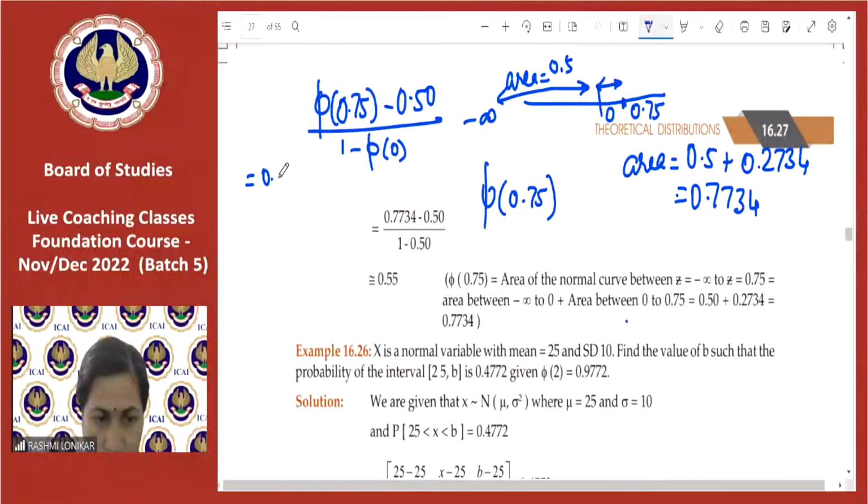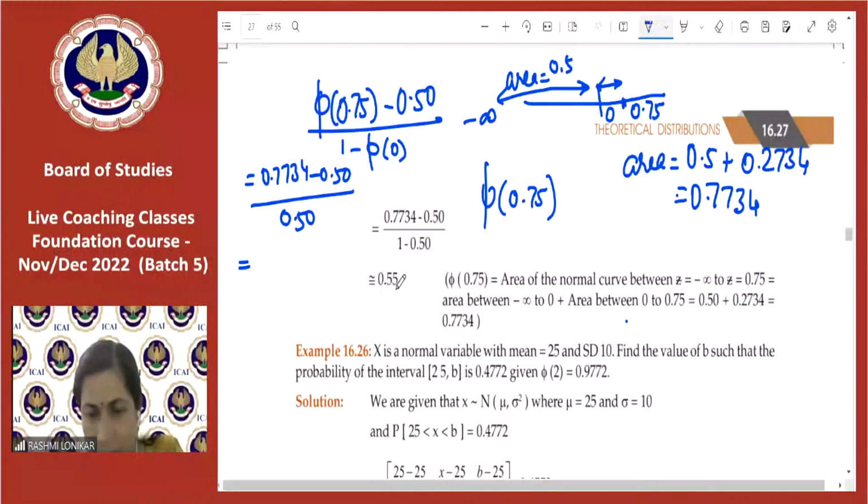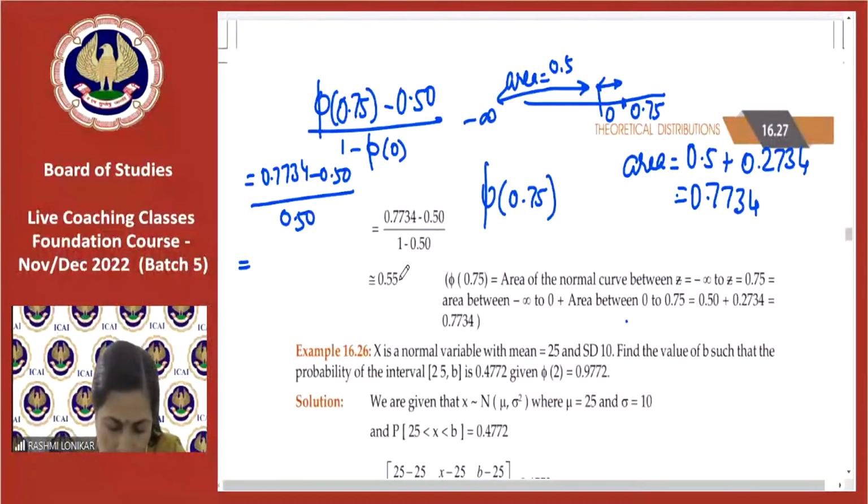So this is 0.7734 minus 0.50 upon 1 minus 0.5, which is 0.50. Once I solve this, I can divide and I will get the answer. This is 0.7734 minus 0.5 divided by 0.5. You get 0.5468, which is nearly equal to 0.55.